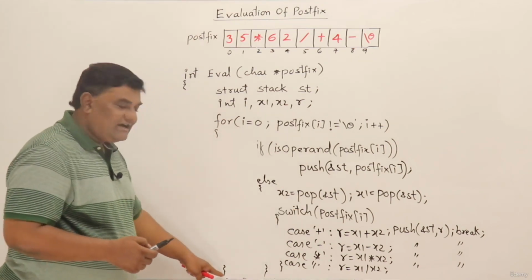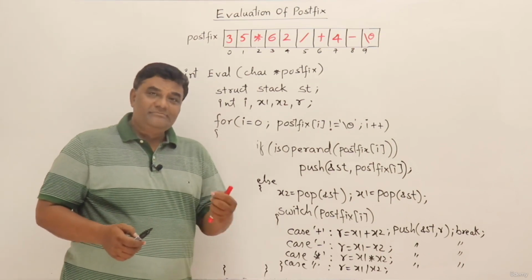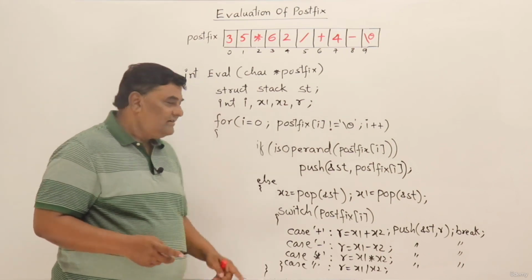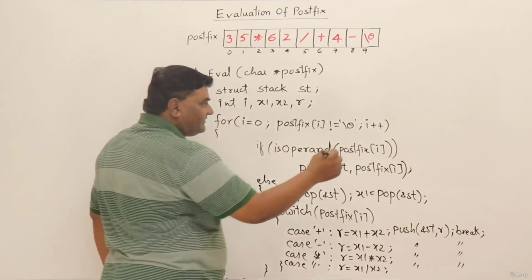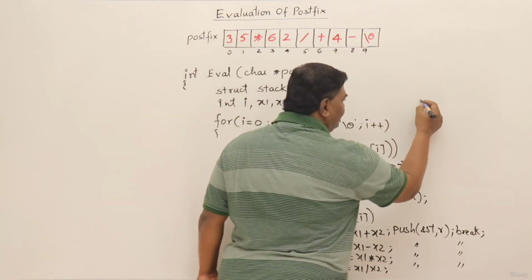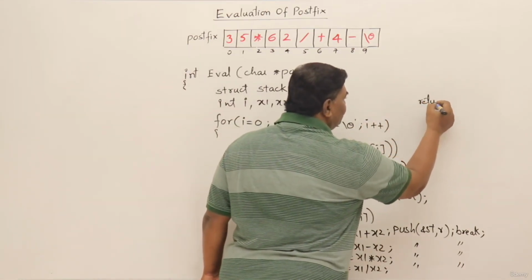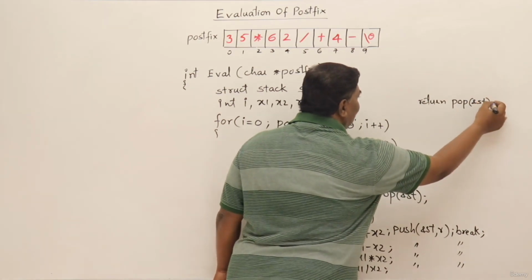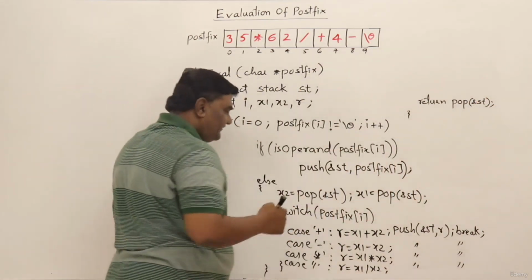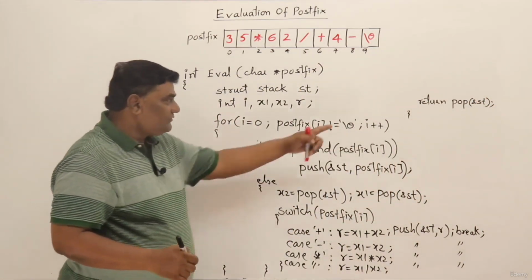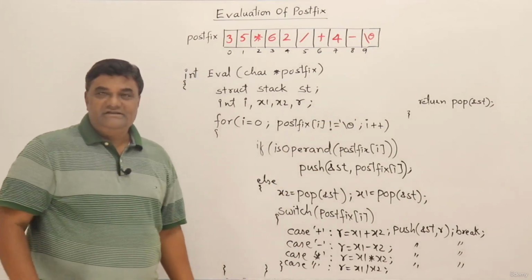So at the last statement, we should pop out a symbol and return it from the stack. I will write it here. The last statement after the for loop should be return, pop from the stack, and also return. So this is the end of the function. There was no space, so I wrote it there. So that will be the last statement.